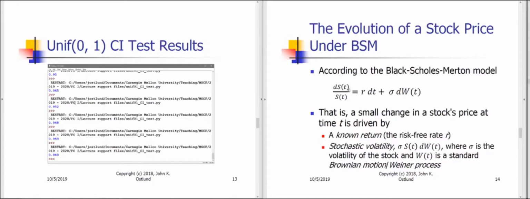All right, well, what in the world does all this have to do with finance? Well, according to the Black-Scholes-Merton model, the evolution of a stock price follows a so-called geometric Brownian motion. That is, a small relative change in the stock price is driven by a hopefully upward drift based on the current risk-free interest rate and a stochastic volatility part, where sigma here is the standard deviation of return on the stock, and W_t is something called a Brownian motion or a Wiener process. Wiener for Norbert Wiener, not for the hot dog.